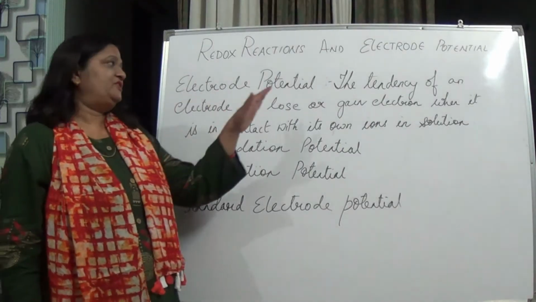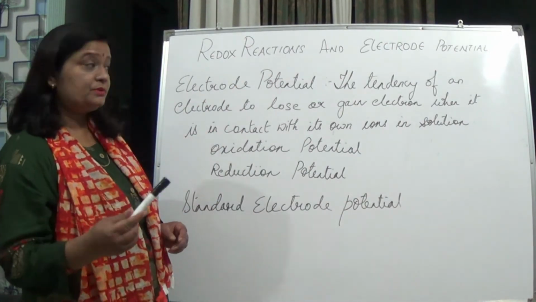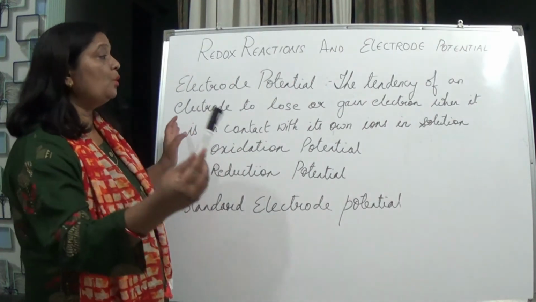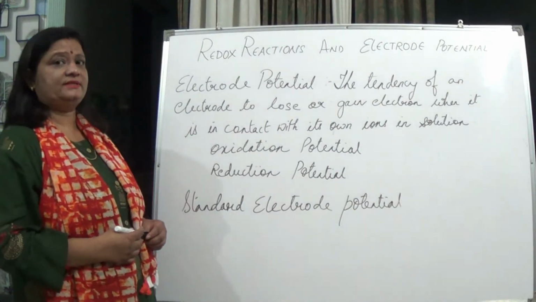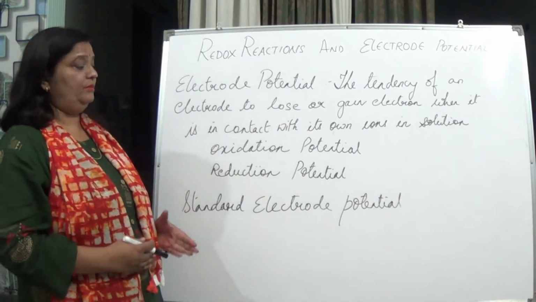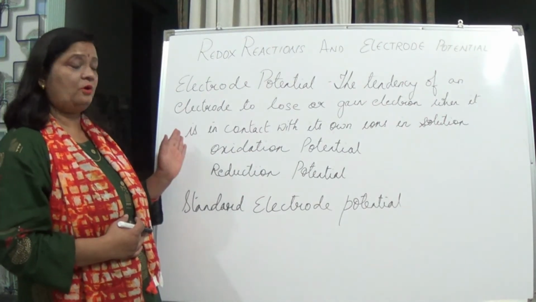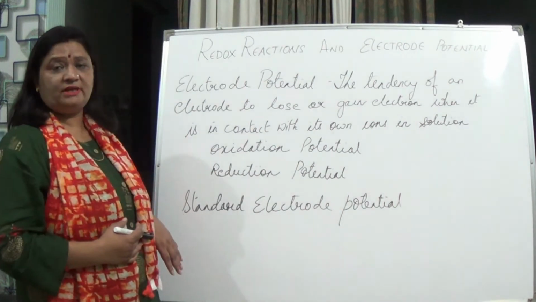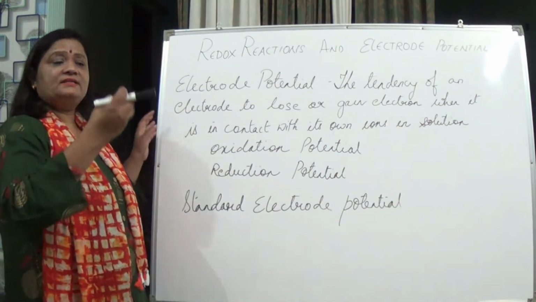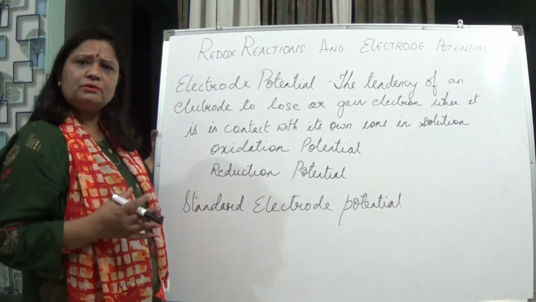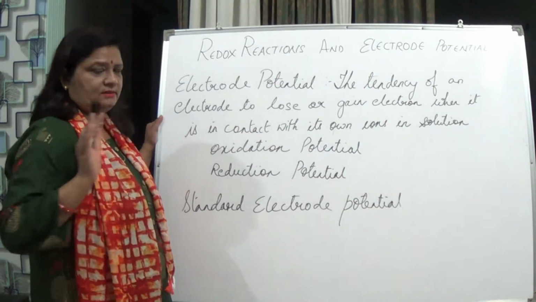Now, electrode potential, what is this? It is the tendency of an electrode to lose or gain electrons when it is in contact with its own ions in the solution. Like we have studied in the electrochemical cell, the zinc electrode being in contact with its own ions, that is ZnSO4, Zn2+ and SO4 2-. Copper also you have seen, isn't it? So here, what is its tendency, whether it is giving the electrons or gaining the electrons when it is in contact with its own ions in the solution.